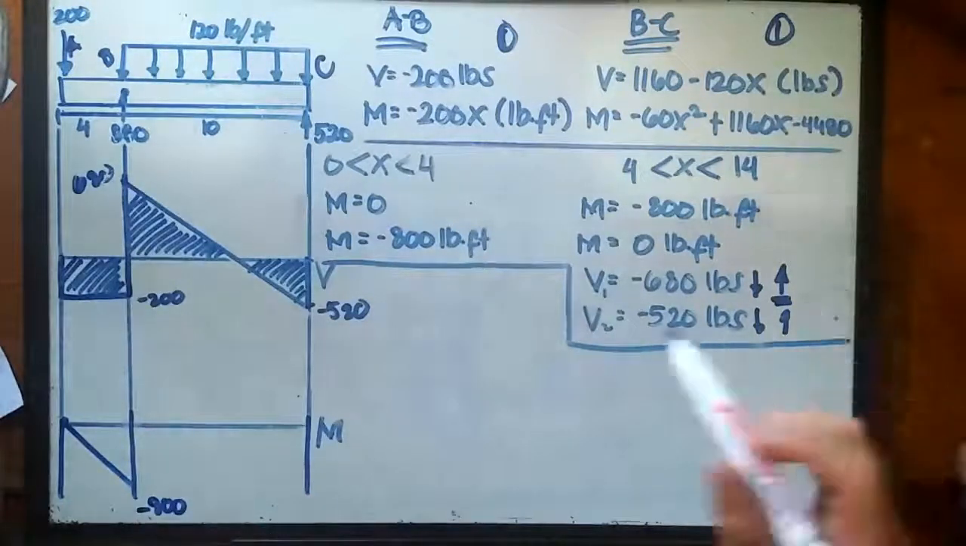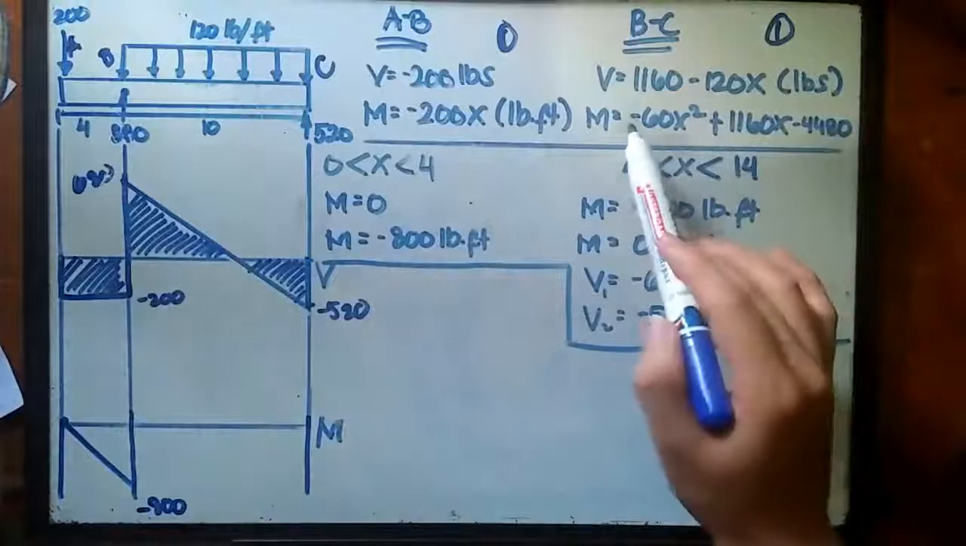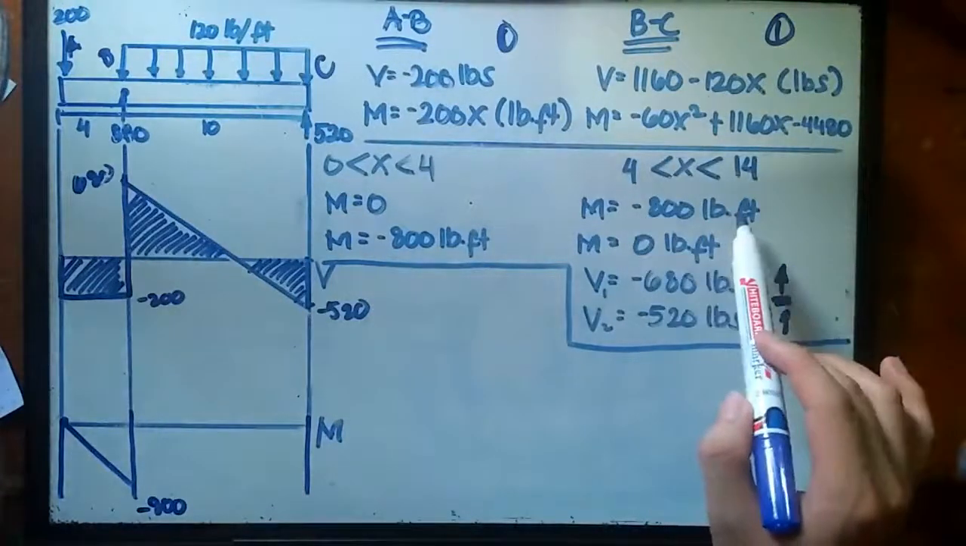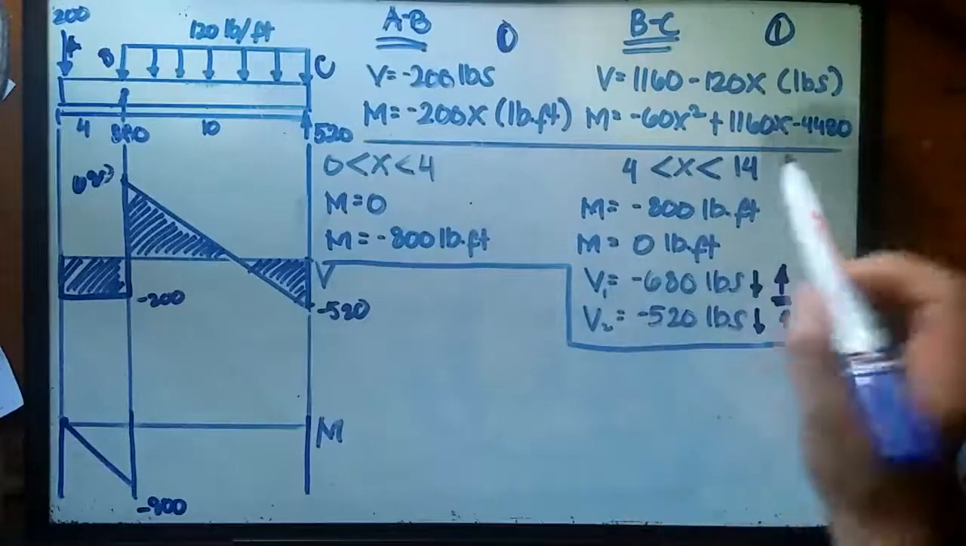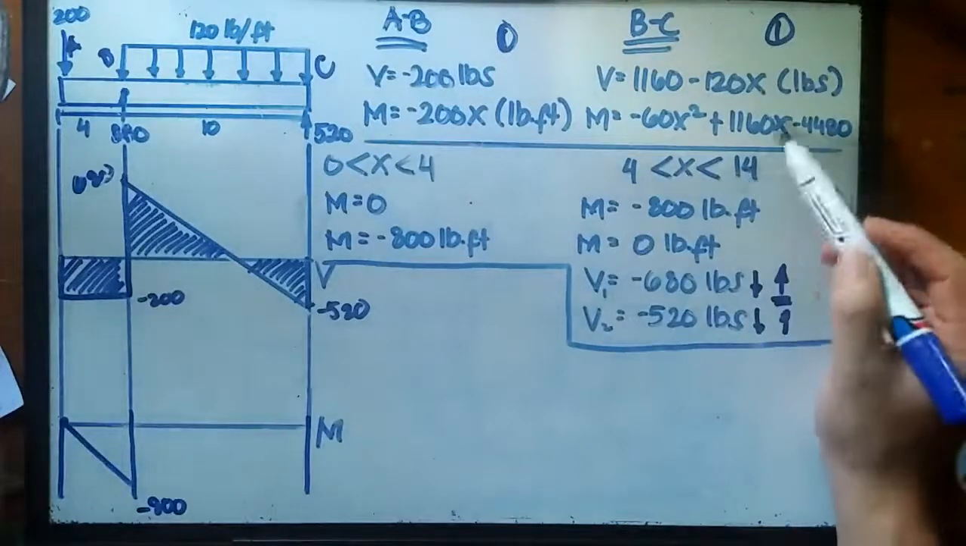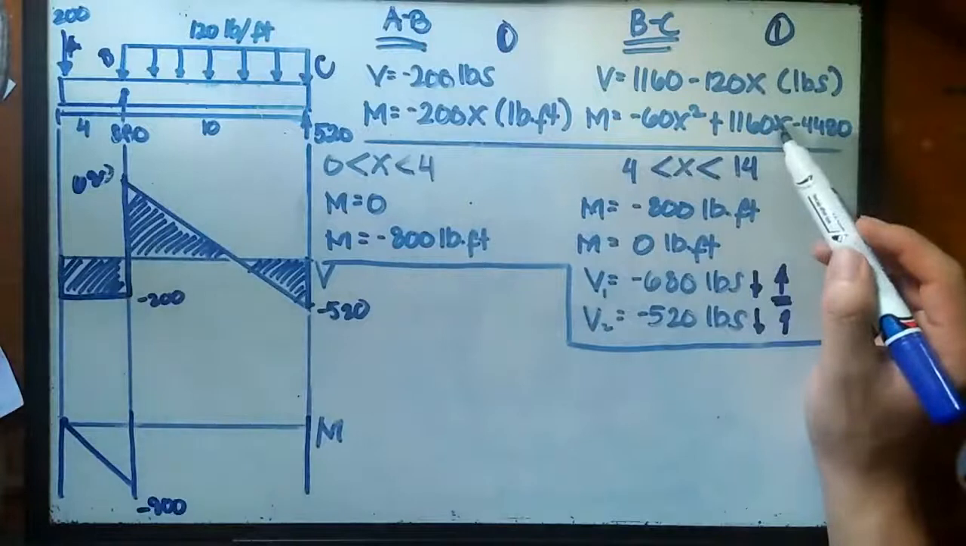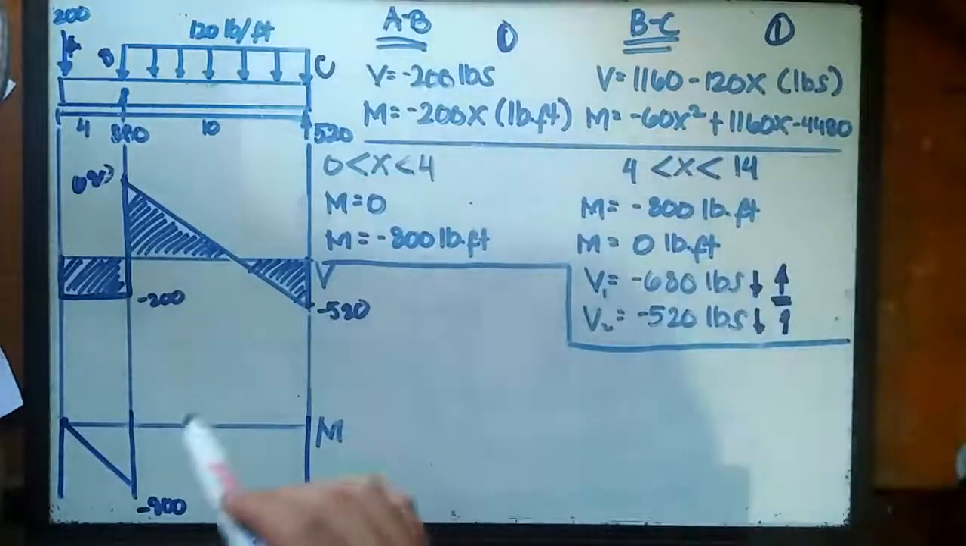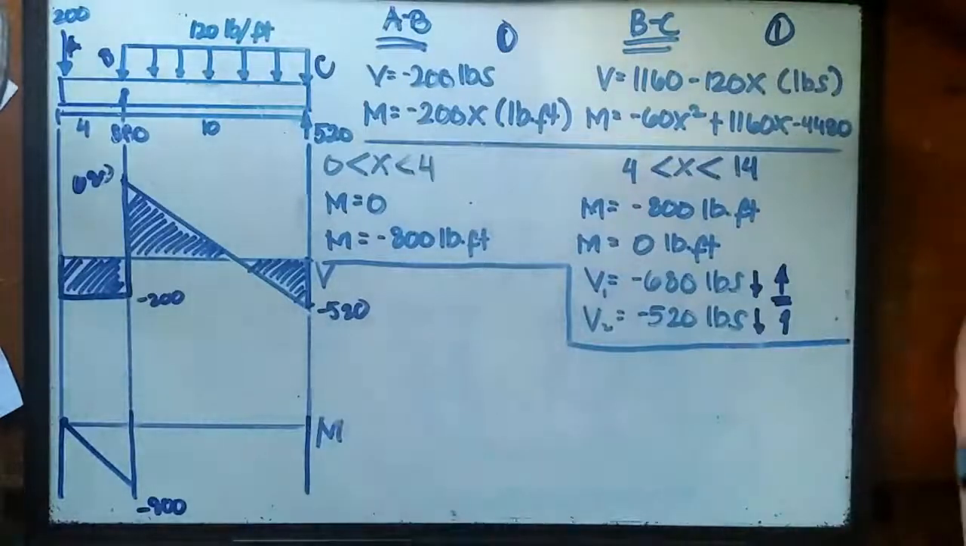And the next one is replacing this equation by 4 and 14. We have negative 800 pound-foot. And sum it up, if we are going to replace this equation, its variable x by 40, it became 0, which is correct. But how are we going to graph that information?